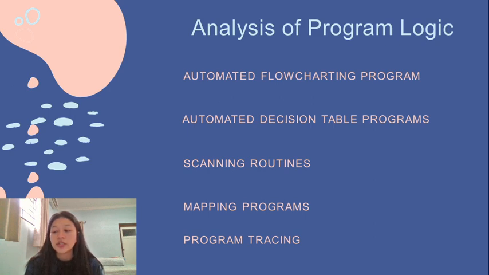They also use software packages. The first is automated flowcharting program. Automated flowcharting program interprets source code and generates a program flowchart. Next is automated decision table programs. This interprets source code and generates a decision table.